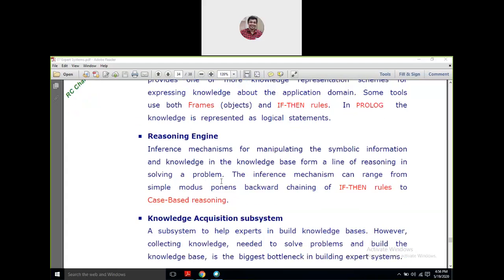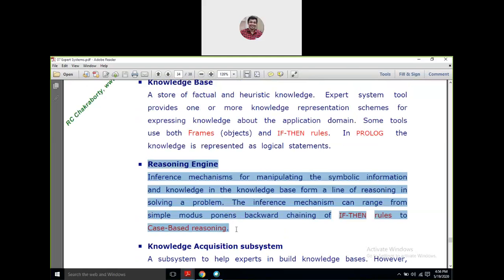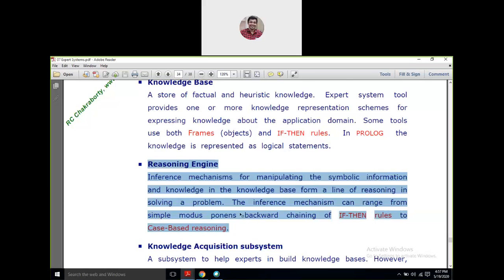Next we are going to come down to the reasoning engine, right? The reasoning engine is the most important thing in any expert system. I'll just hold on for a few seconds. I'll be talking about this part after a few more minutes, right?